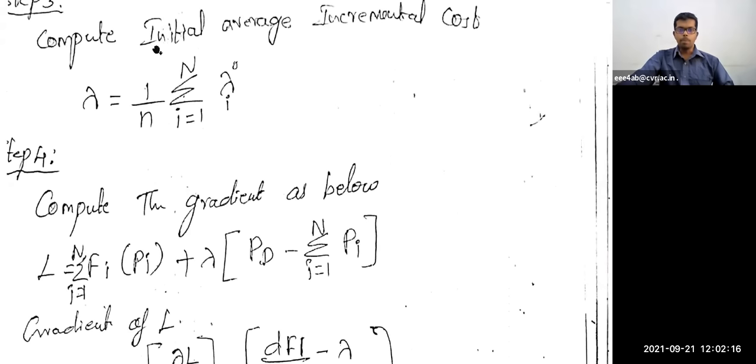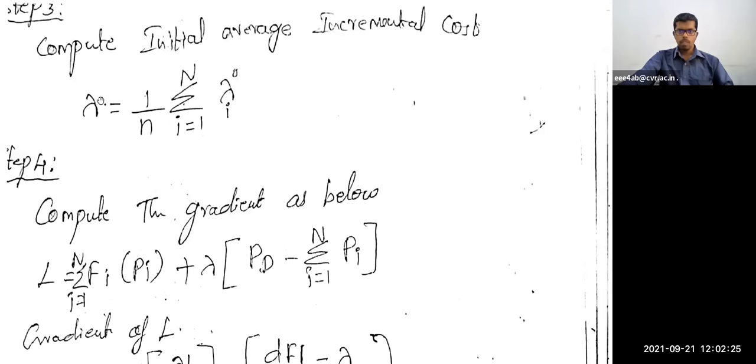So what is step number 3? Step number 3 is to compute the initial average incremental fuel cost. So what is the initial average? The initial average is lambda. Lambda is equal to 1 divided by n, summation i equal to 1 to n of lambda i naught. Already we have calculated, say for example, for 3 generating units, lambda 1 naught, lambda 2 naught, lambda 3 naught.